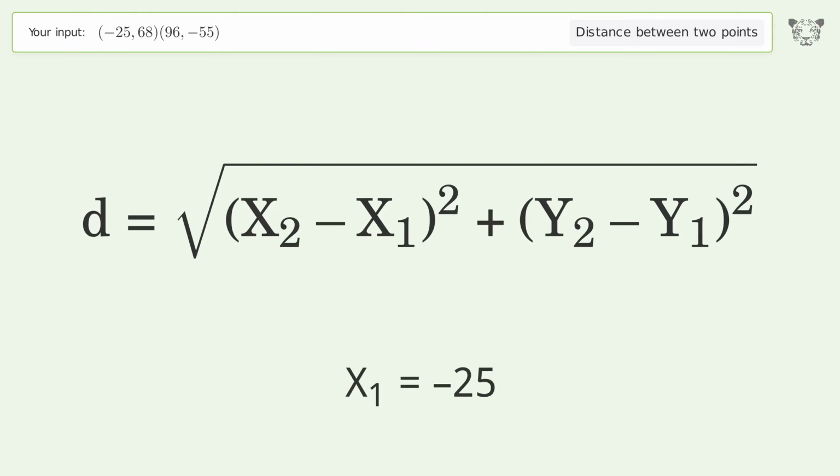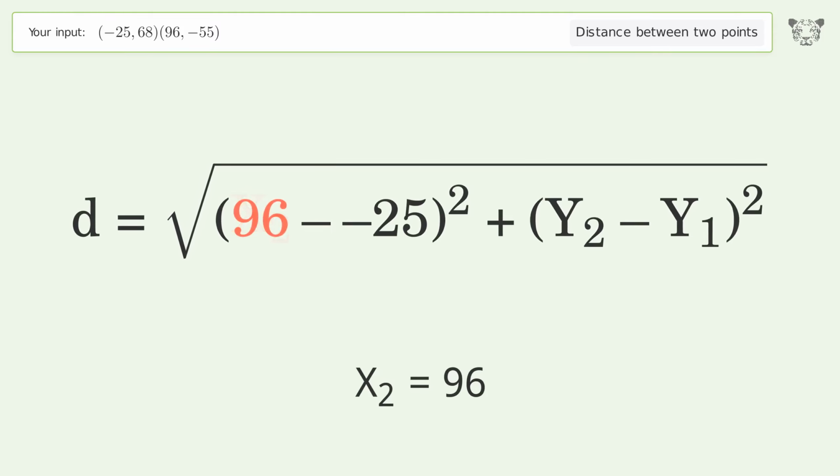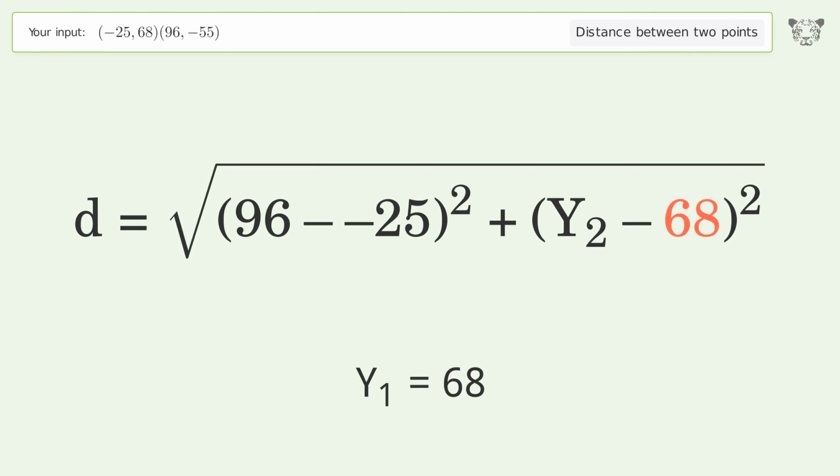x1 equals -25. x2 equals 96. y1 equals 68. y2 equals -55.